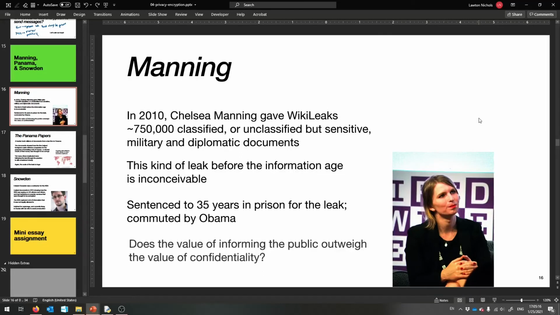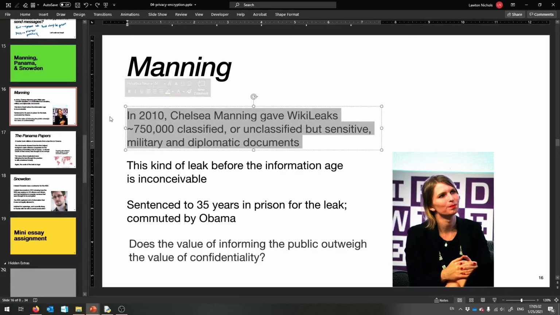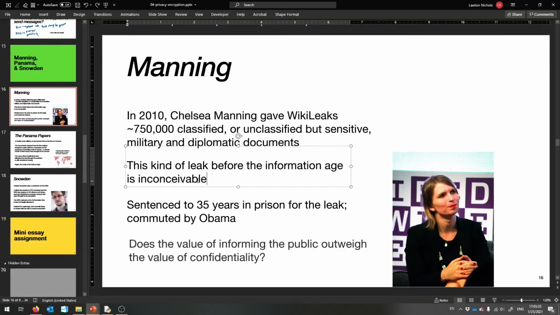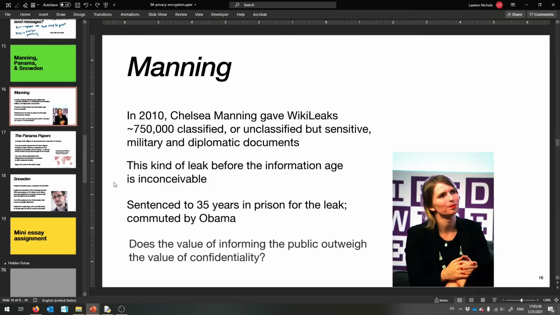It was showing a lot of things like civilians being killed in the Iraq War, if I remember correctly, and that was information that we did not know about before, and that was quite sad. And so this happened, okay? And I think you can imagine that this would have been impossible before the digital age. It's so difficult to get that many things out to somebody else.